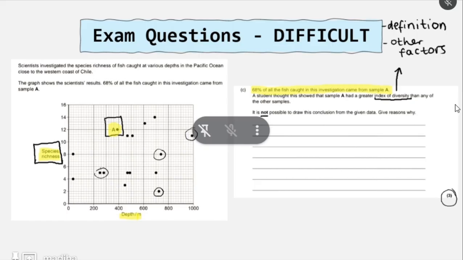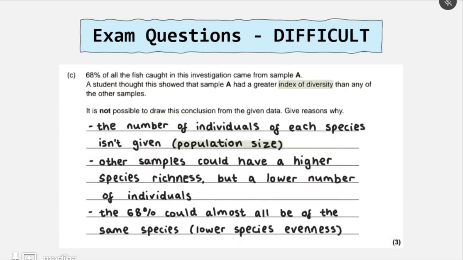Okay, I know I'm stopping a bit early, but it's just because I'm conscious of time, so I'll go through the question now really quickly. This is essentially what I've written. If I don't get time to finish it, I will just post the mark scheme. So the number of individuals of each species isn't given, it's population size. Remember when we talked about index of diversity, it's a relationship between the population sizes and also the species richness, okay? We've got species richness, we're not given the population sizes. So we can clearly say this isn't given.